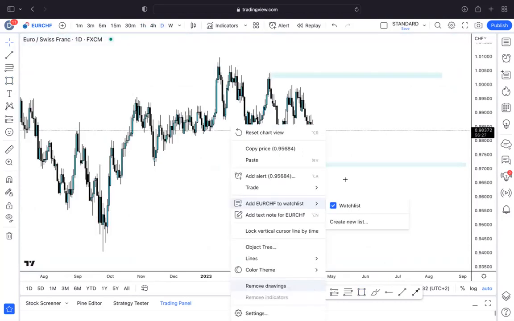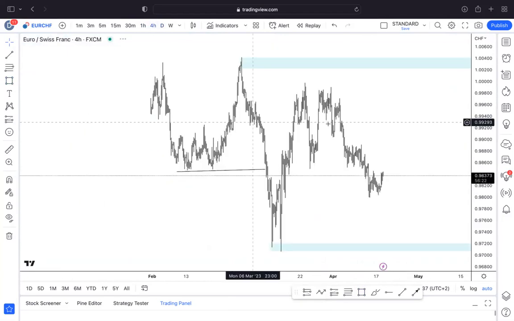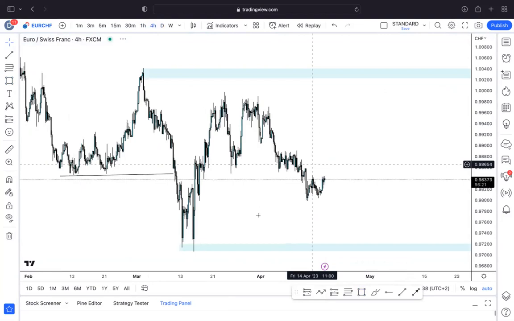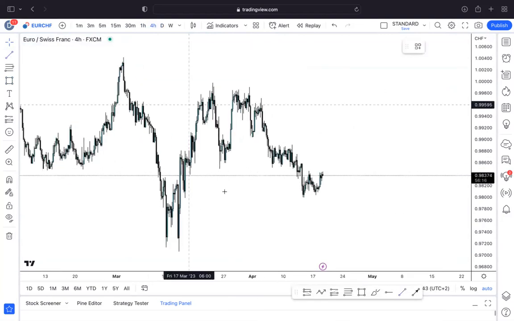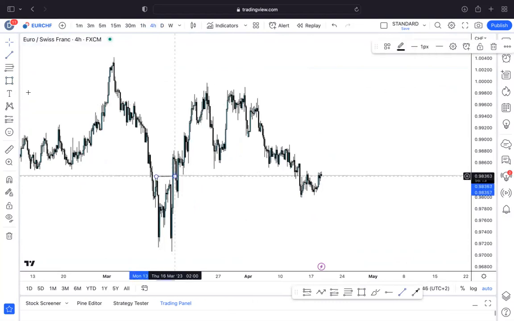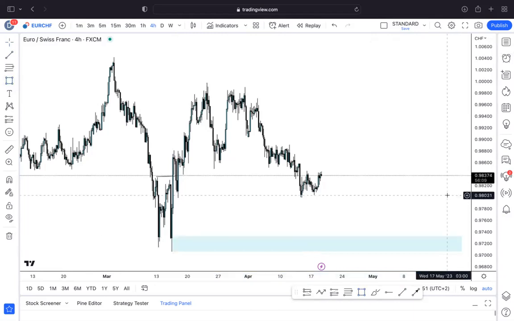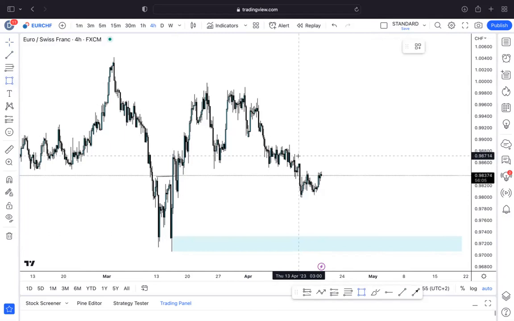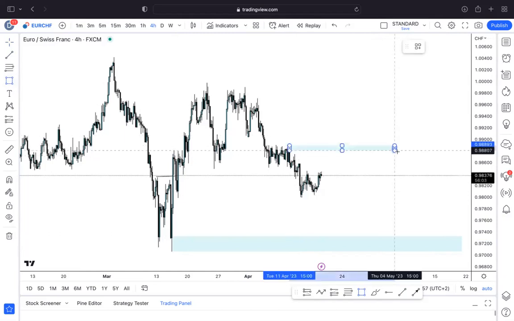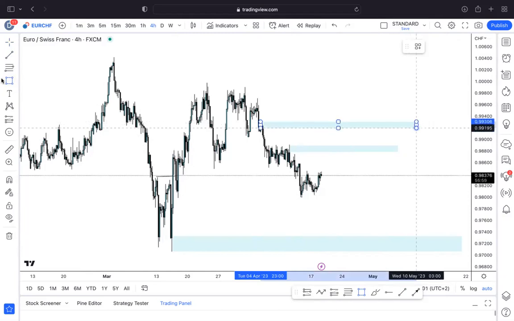Euro Swiss franc. So I think I have this one done already. The most extremes. Remove this anyway. Close. So use this wick, and be careful of these as well. Short-term sells out of these zones.